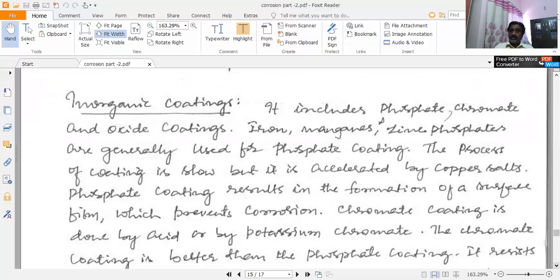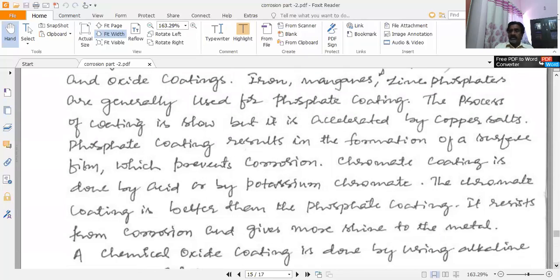Chromate coating is done by acid or by potassium chromate. The chromate coating is better than phosphate coating. It resists corrosion and gives more shining to the metal. So for that reason, the chromate coating is preferred over the phosphate coating.